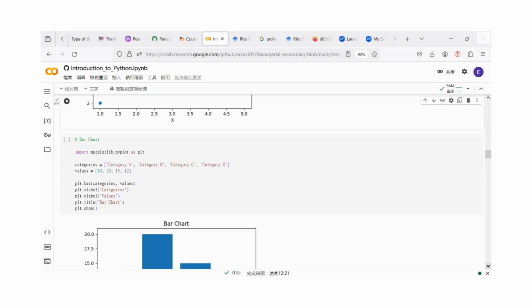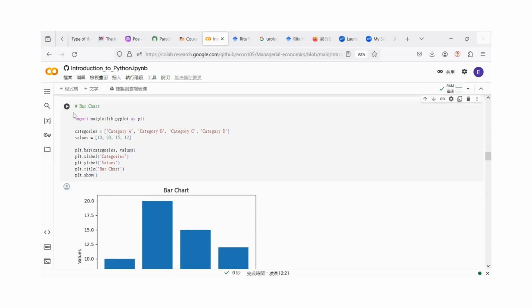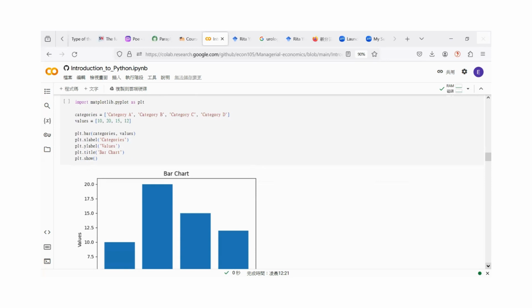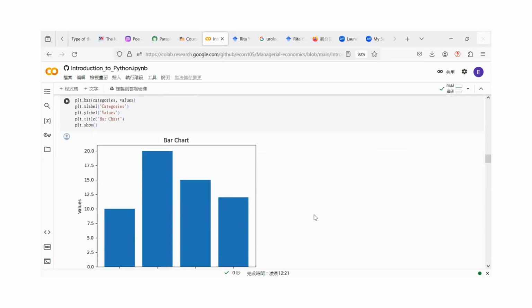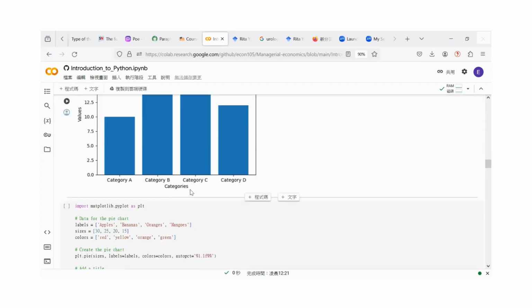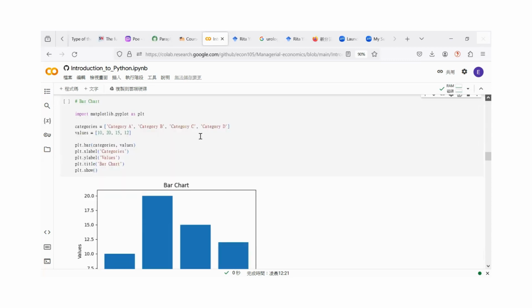Next is the bar chart, which is always used in Python. For example, we import a package, matplotlib pyplot as plt. We have the categories, which are category A, B, C, and D. We have the values, which are 10, 20, 15, 12. Then we plot the graph with the categories and values. Here we have the X label, which is categories, and a Y label, which is values.